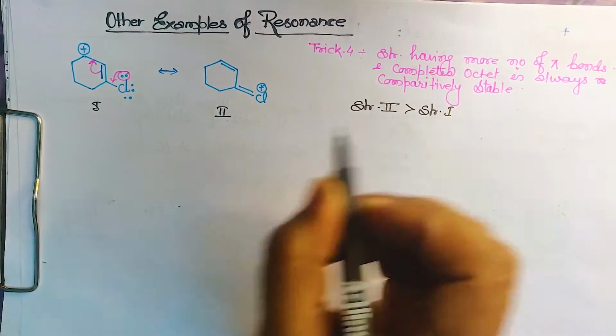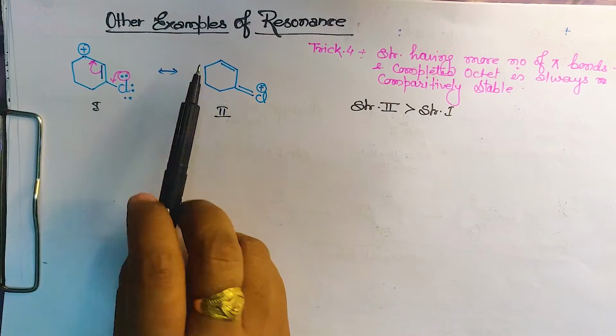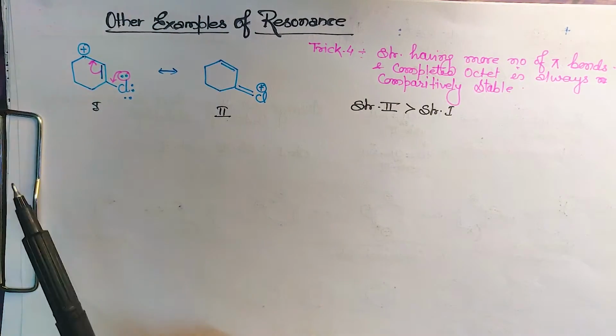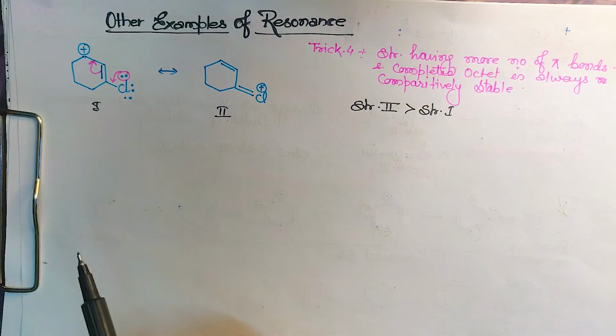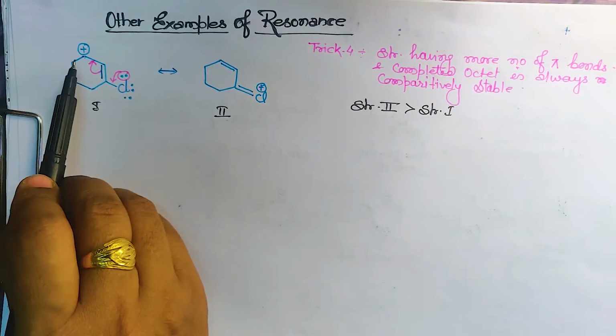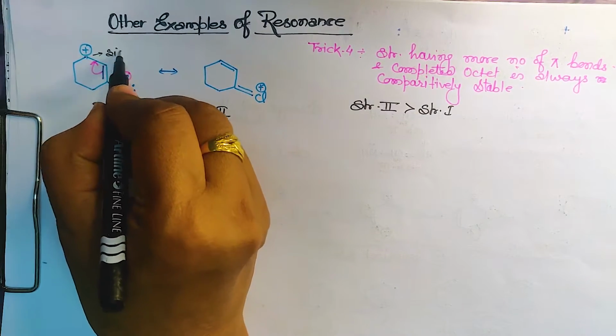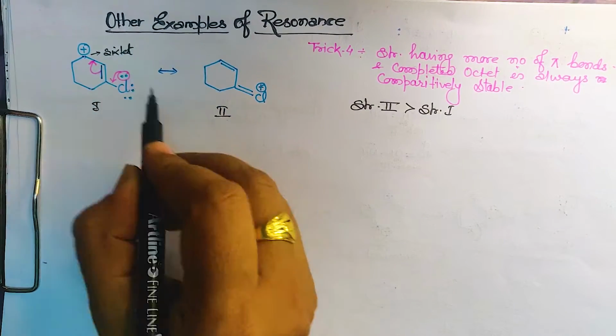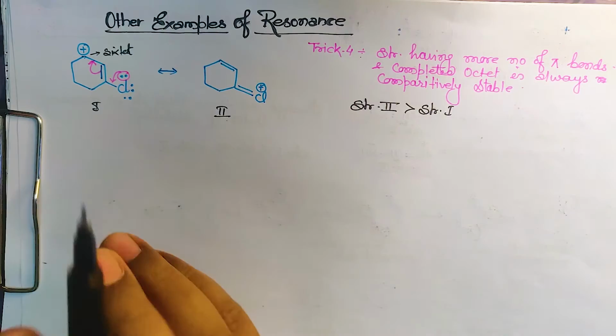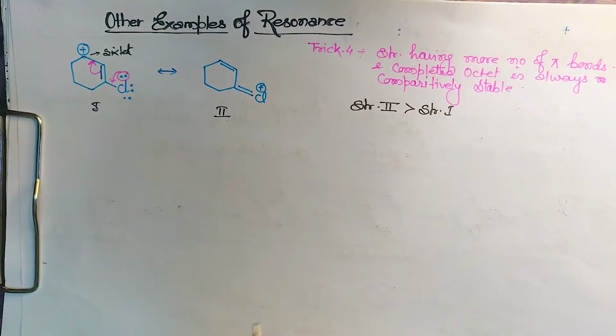What is the reason over here? First of all, more double bonds. You can see that there are two double bonds here, and here only one double bond, and the electron octet is complete. Here it is sp2 having a sextet, isn't it? So here it is not an octet, but if you see this one, all are octets. So that means this one is more stable. Hope it is clear. Any doubt in this?